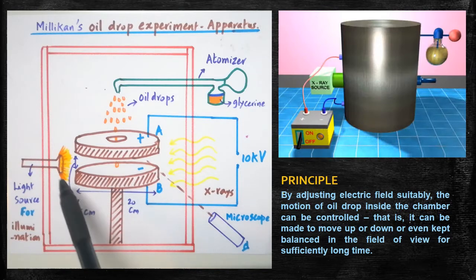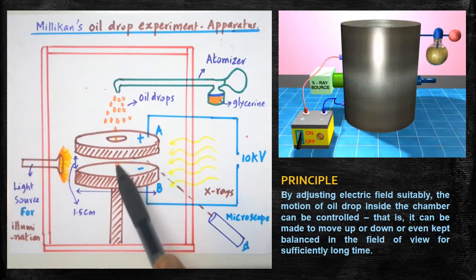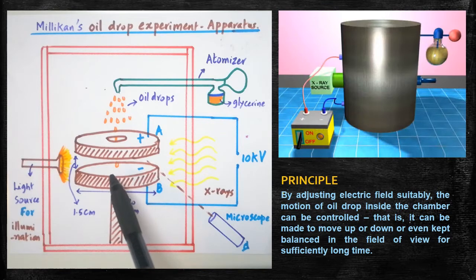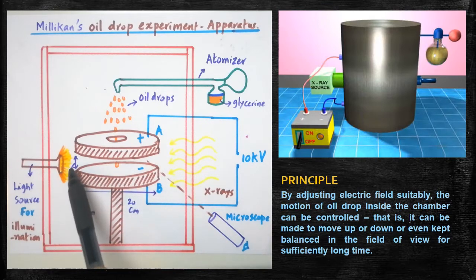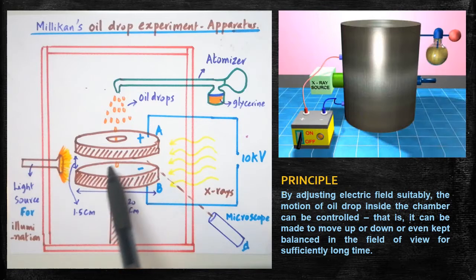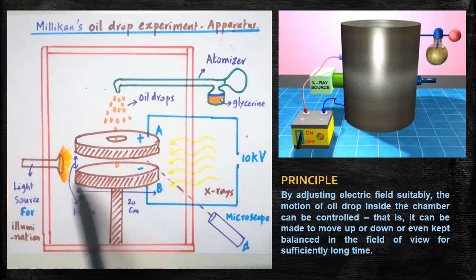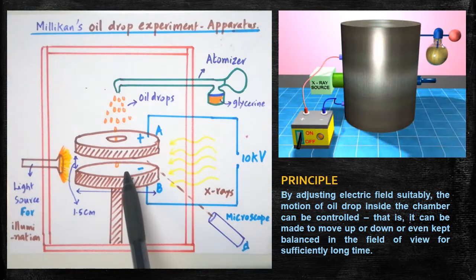And then here one light source is there. With the help of the light source, we are able to illuminate the region between the two plates. We are able to see what is happening here. You can view the movement of the charged oil drop. That light is allowed to pass through the gap, traveling in the horizontal direction. And then with the help of a microscope, we are able to view the movement of the oil drop.